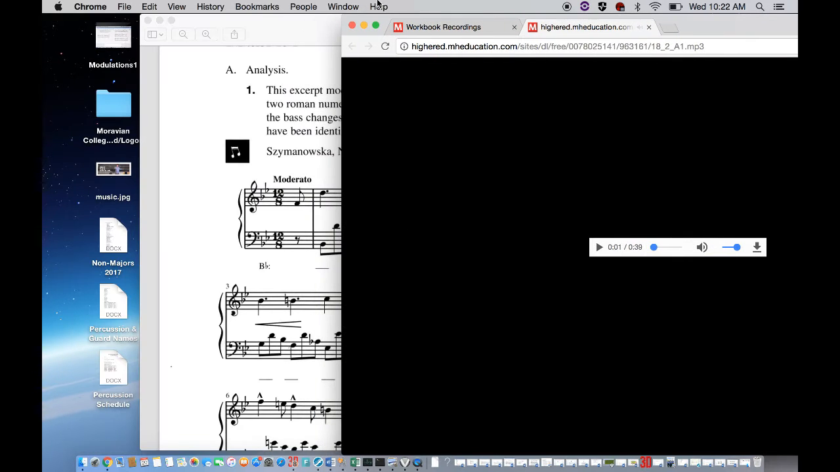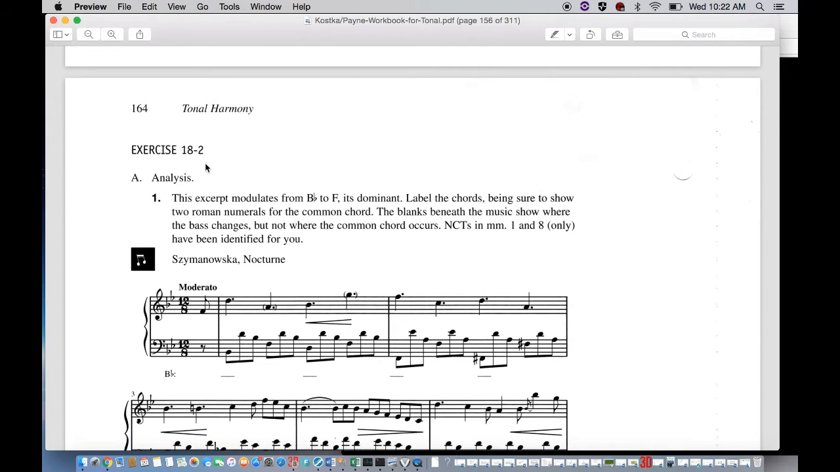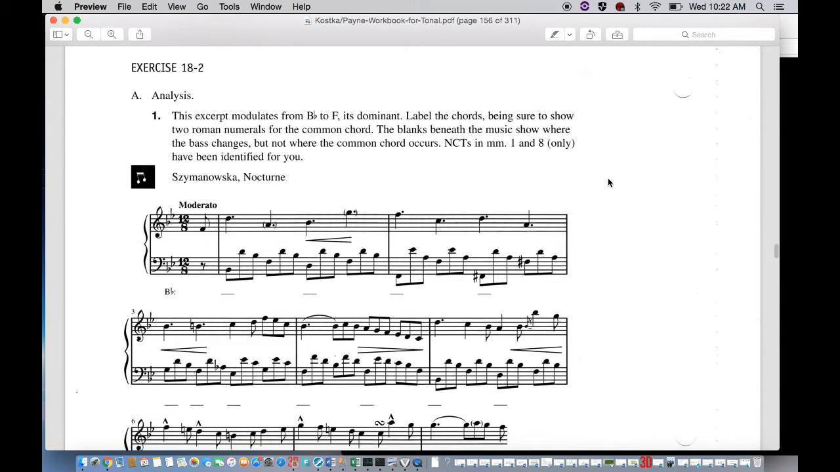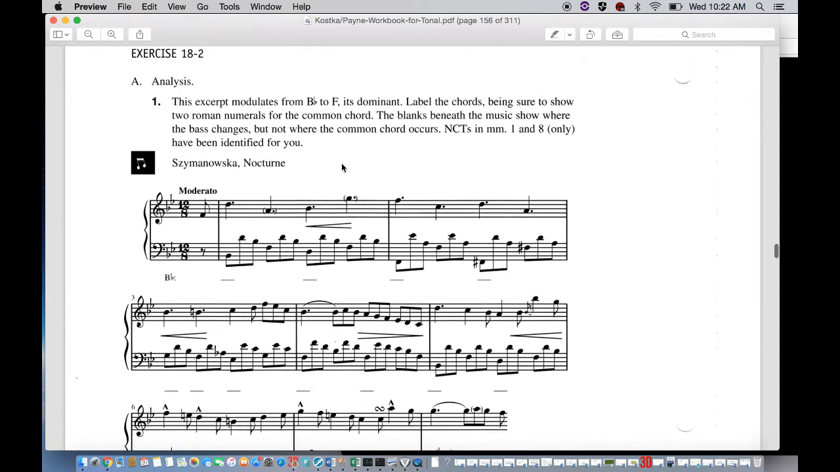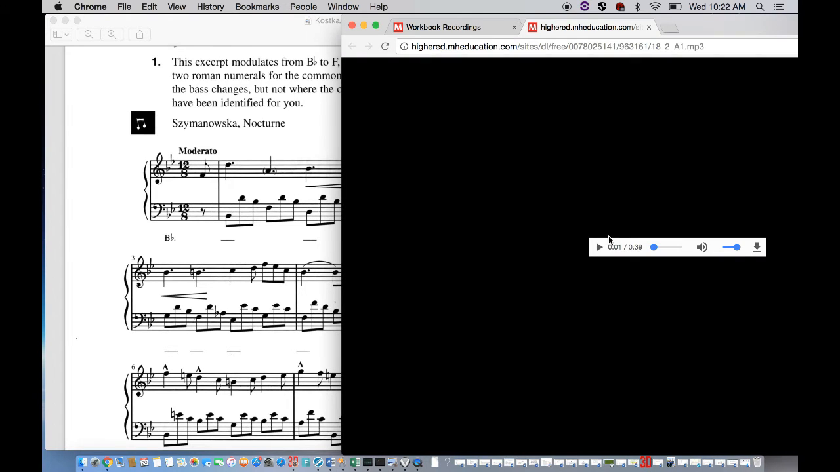All right, so let's look at this first analysis, example 18.2. It says this excerpt modulates from B flat to F. Label the chords, being sure to show two Roman numerals for the common chord. The blanks beneath the music show where the bass changes, but not where the common chord occurs. Non-chord tones in measures 1 and 8 only have been identified for you. Okay? So let's just start by listening to this.